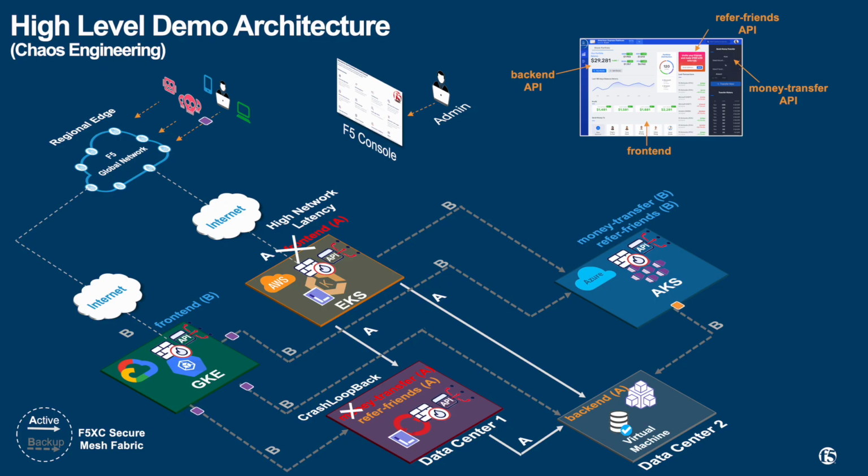In this demonstration, you have seen how F5 Distributed Cloud Mesh is able to help ensure your modern application is always available. Coupled with chaos engineering practices, you can continuously test, experiment, and learn how your application reacts in different scenarios.